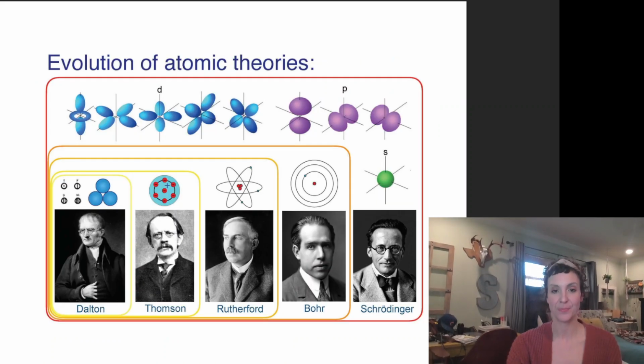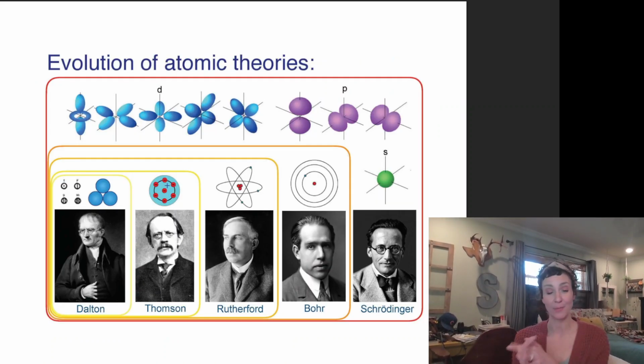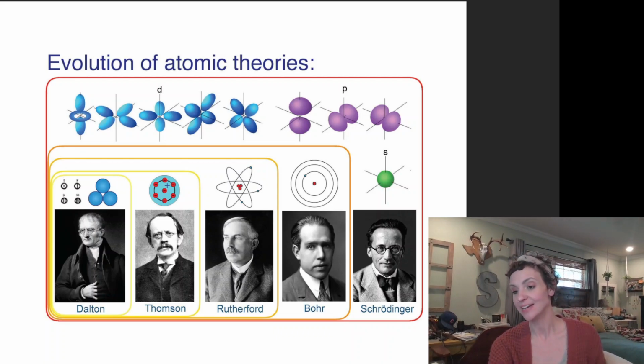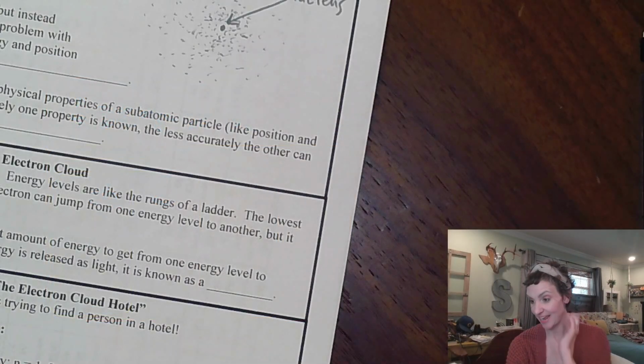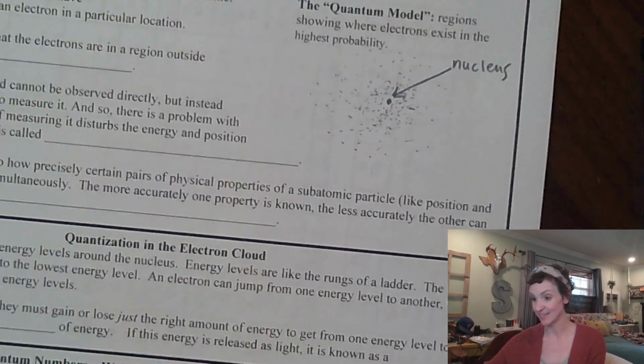We have gone through the progression of the evolution of the atomic model theory. Dalton to Thomson to Rutherford to Bohr and now to Schrodinger. So we've got them to thank. All right, so now I'm going to drop down to my document camera, and I want us to work out something together.